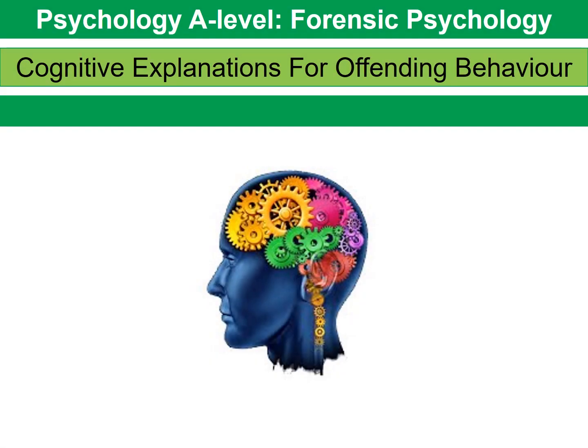Our next explanation for offending behaviour comes from the cognitive approach. So remember, what we're looking at here is how thought processes can influence behaviour. The cognitive approach is a more difficult one, so if you're still not sure about the principles of it, please go back to the screencast on the cognitive approach, have a look at that and just refresh your memory before you move on to this particular screencast.